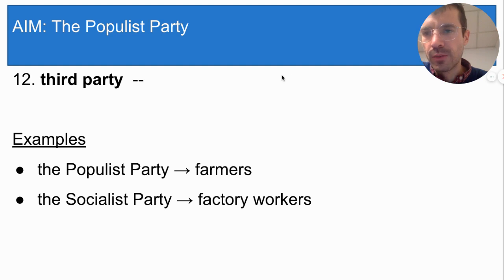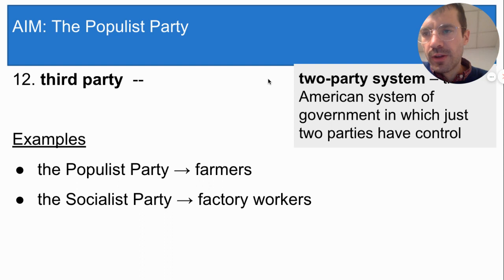Okay, now let's look at what a third party is. Traditionally in American government, there are only two political parties who compete for power, and we call that the two-party system. During the Gilded Age and today, in 2022, the two parties are the Democrats and the Republicans. And Americans have a choice between which of those two they want to vote for.